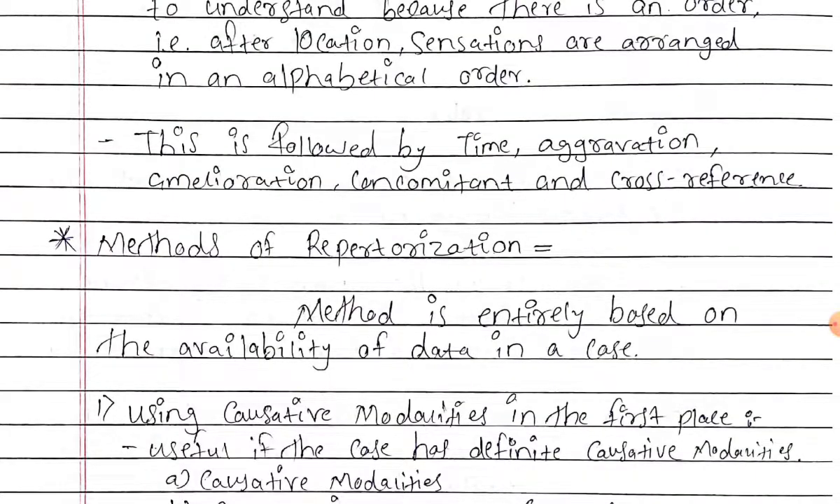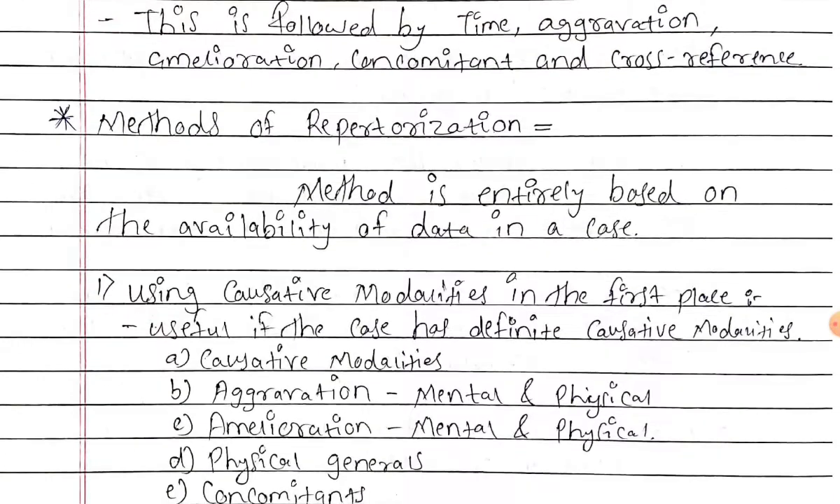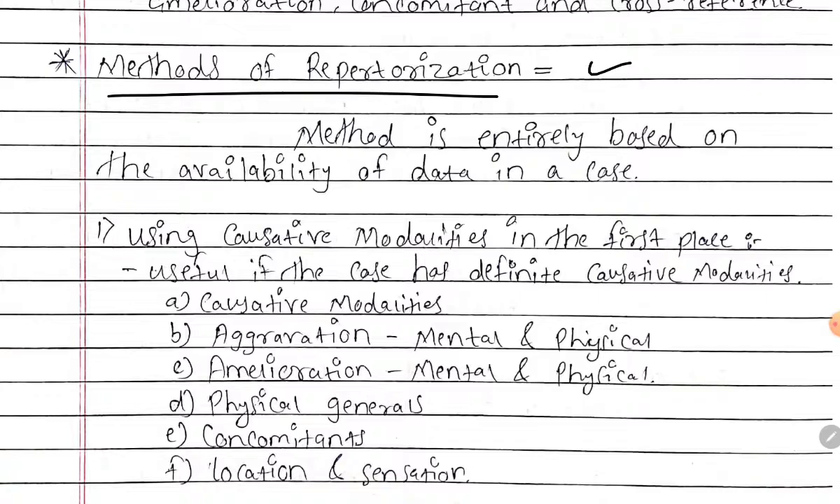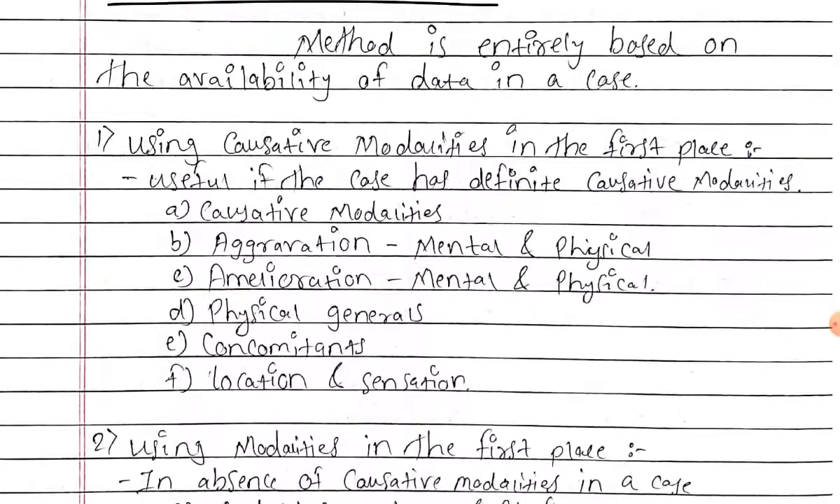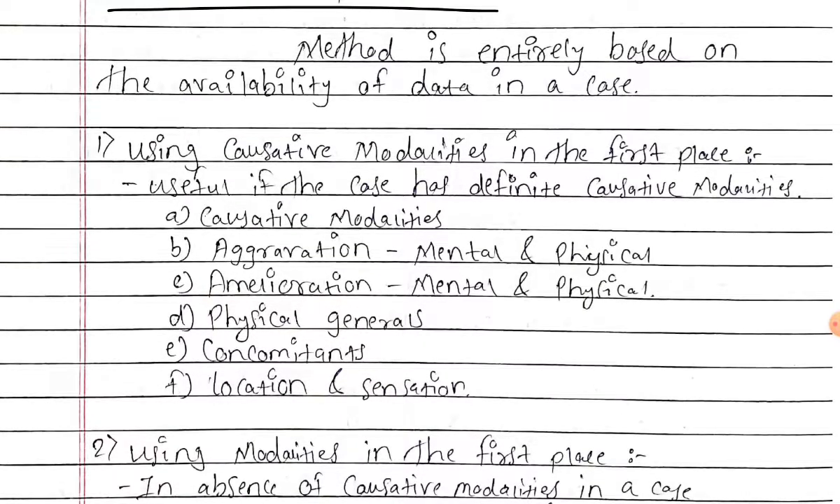This is followed by time aggravation, amelioration, concomitant, and cross references. Methods of repertorization. The method is entirely based on the availability of data in a case. So the first point is using causative modalities in the first place. Useful if the case has definite causative modalities.